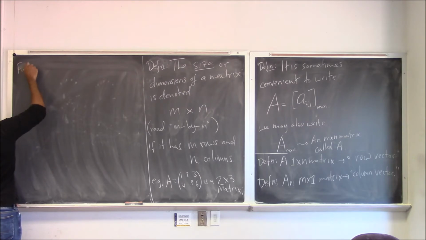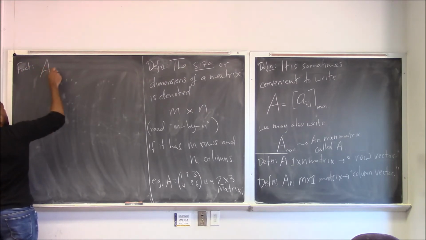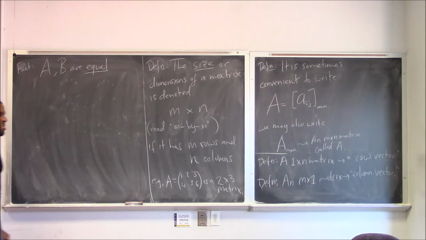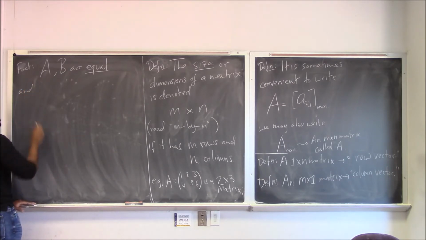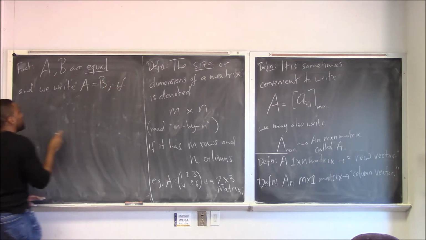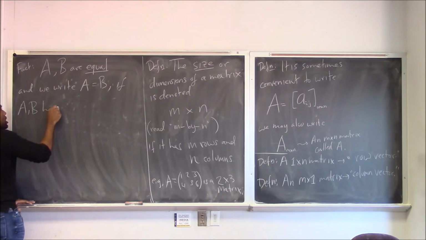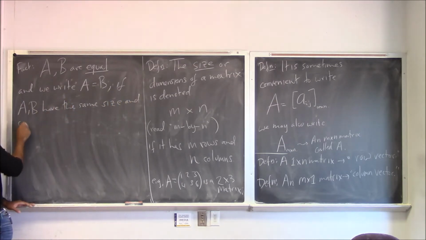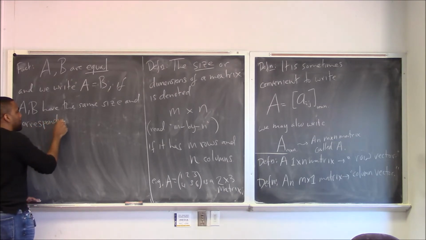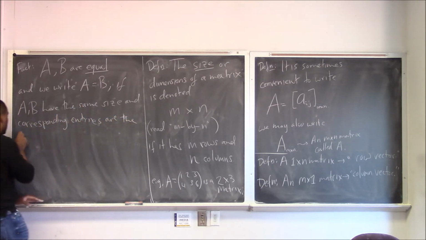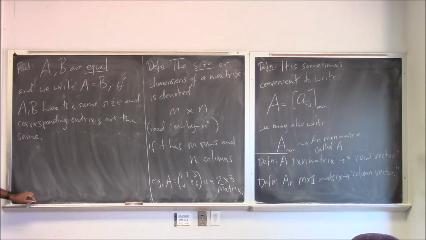Here's an important fact. So we're going to define the equality of matrices. How can I say two matrices are equal? And we write A equals B if A, B have the same size and corresponding entries are the same. That defines equality.